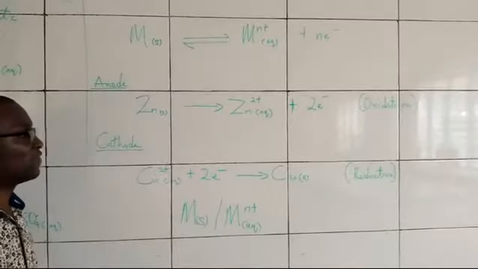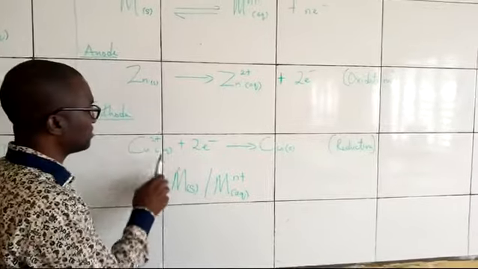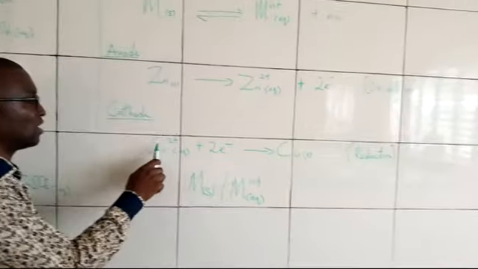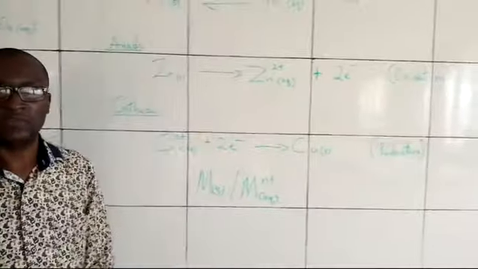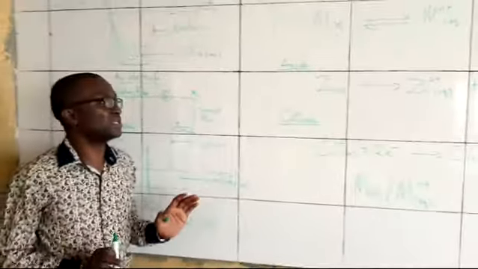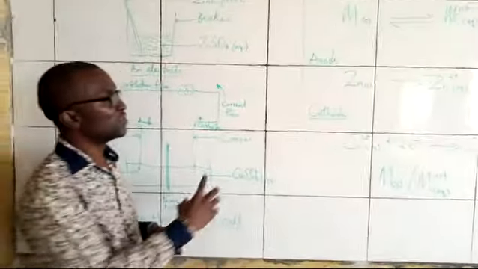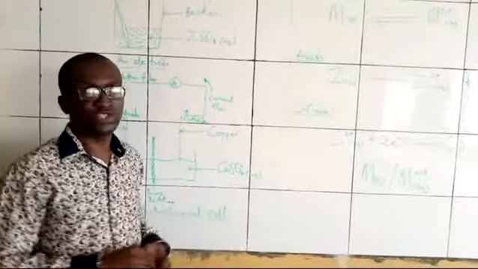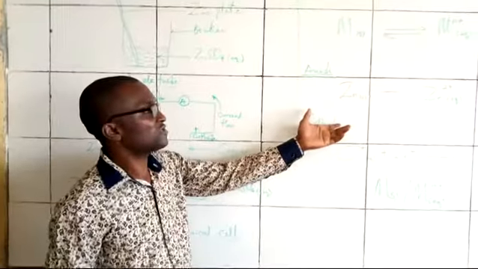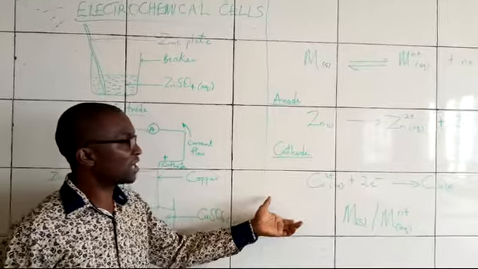Oxidation is loss of electrons, while at the cathode we have gain of electrons. You see the copper ion gaining two electrons and being deposited as solid metal. So majorly those are the reactions that we have in an electrochemical cell. At both the anode and the cathode, you must be able to express the reactions at both electrodes by oxidation half reaction. That's the half equation for the anode and the half equation at the cathode.